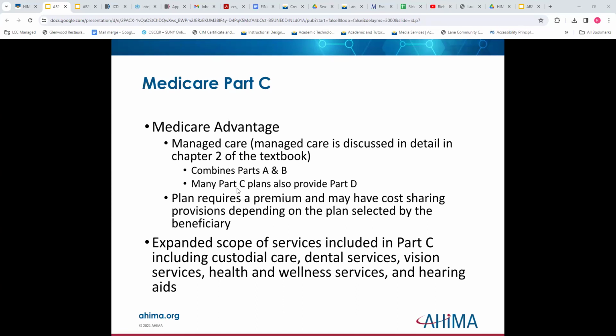Also included in Part C are custodial care, dental service, vision, health and wellness services, and others. The coverage and the premiums will vary depending on the plan and the managed care company that the beneficiary is enrolled in.